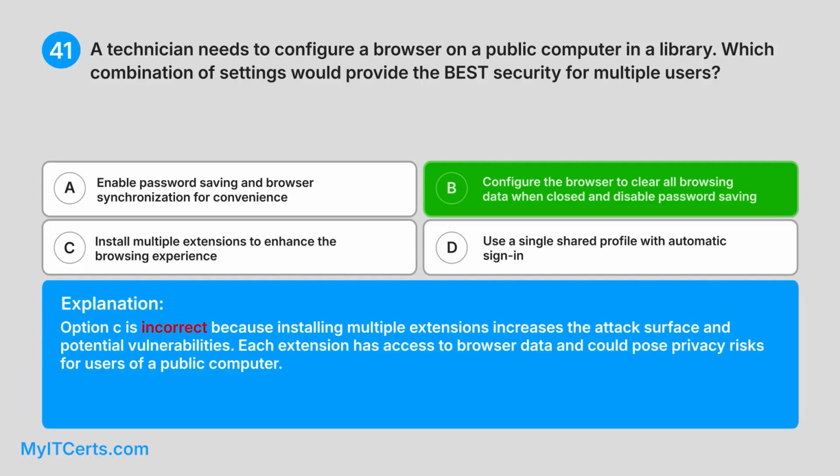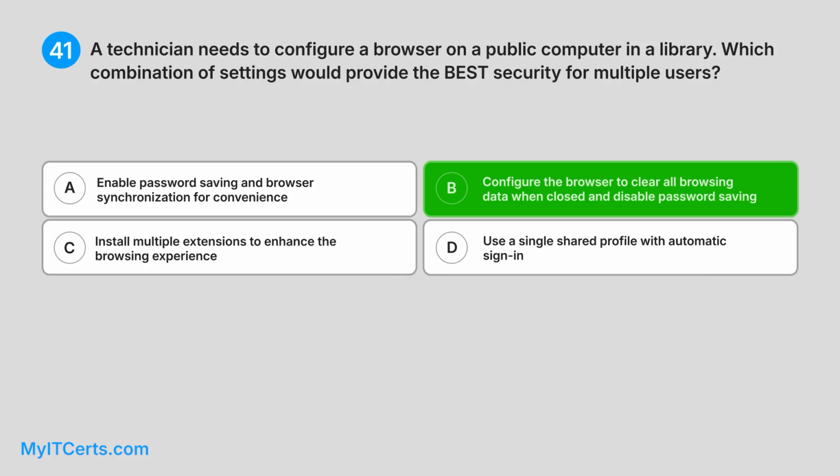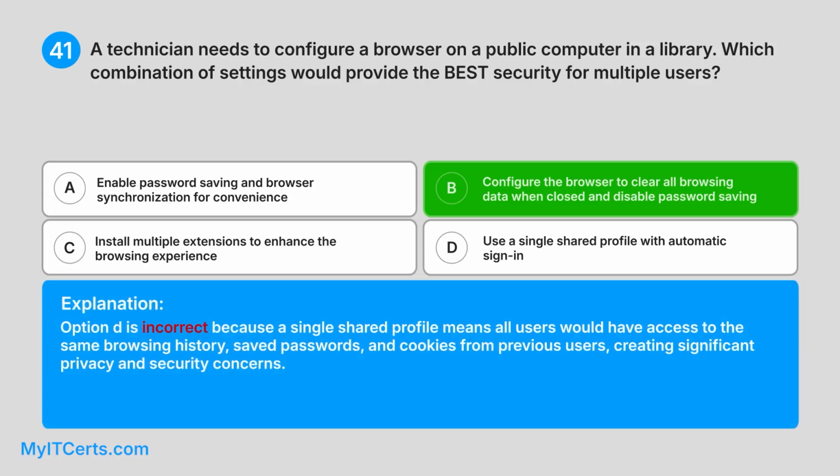Option C, install multiple extensions to enhance the browsing experience, is incorrect because installing multiple extensions increases the attack surface and potential vulnerabilities. Each extension has access to browser data and could pose privacy risks for users of a public computer. Option D, use a single shared profile with automatic sign-in, is incorrect because a single shared profile means all users would have access to the same browsing history, saved passwords, and cookies from previous users, creating significant privacy and security concerns.